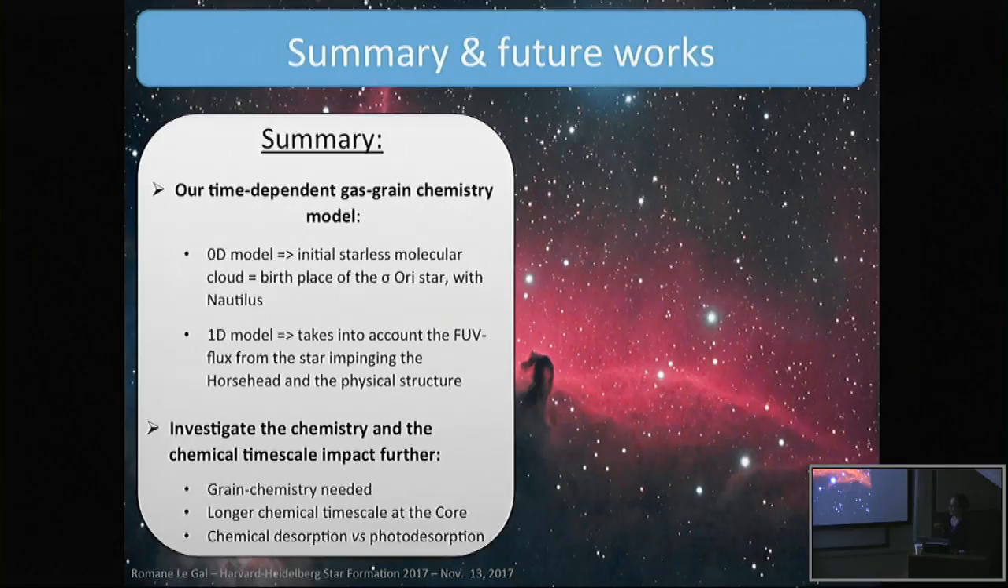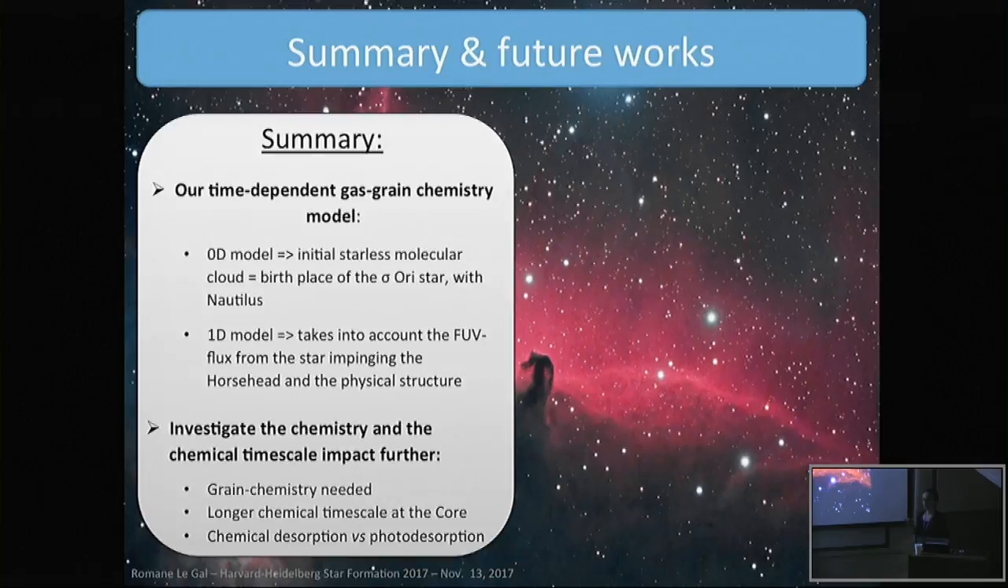And what we highlight in particular in this study is that we need the grain chemistry in order to reproduce the complex molecule abundances observed in the Orion Bar. We also need the time-dependent chemistry because we show that we need longer time scales for the chemistry for the core position. And we also highlight in this study that the most efficient way to release the COMs in the gas phase was the chemical desorption and not the photodesorption.